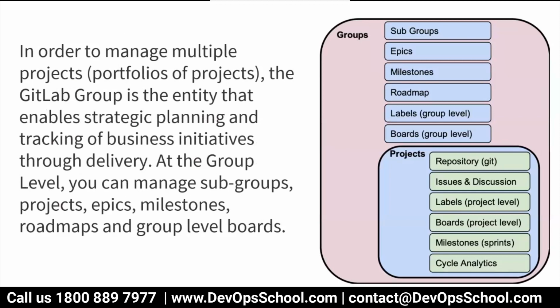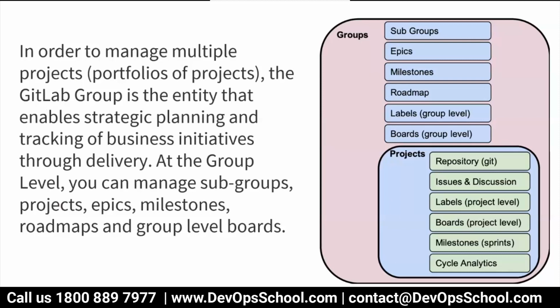You have groups, inside that you can have subgroups, epic, milestone, roadmap, labels, boards. And inside that group, you'll have projects, and each project has a repository, issues and discussion, labels, boards, milestone, and cycle analysis. Now, what exactly labels, milestone, board, roadmap are, we'll discuss one by one, but this is the hierarchy. First you go to the organization, then you create a group, inside it a subgroup, and the subgroup has a project. At each group level you have all these things, and at each project level you can have all this stuff. Make sense?